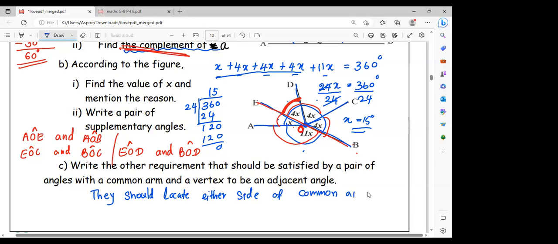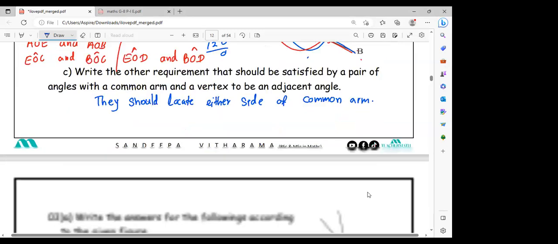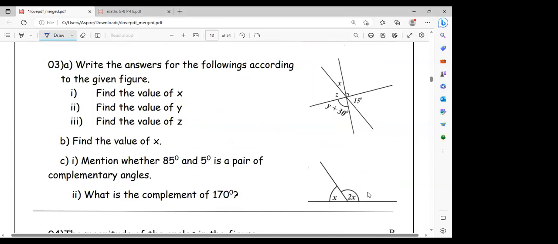Okay, shall we do the third one also? Write down the question. Then try this one.